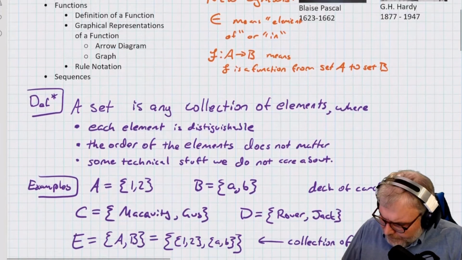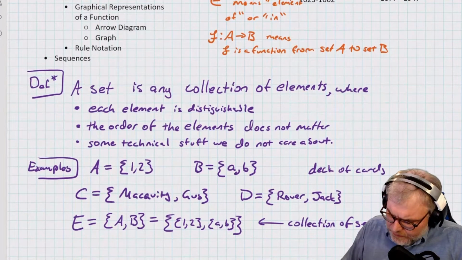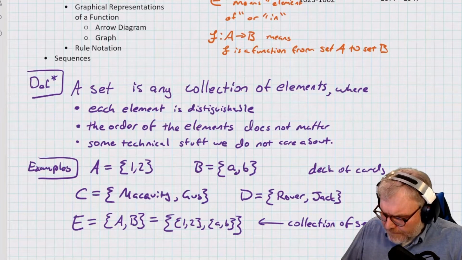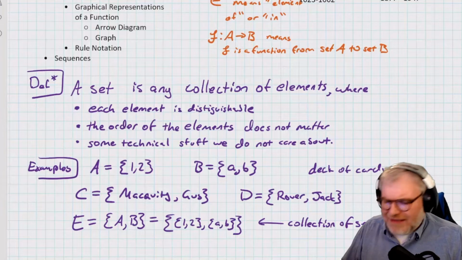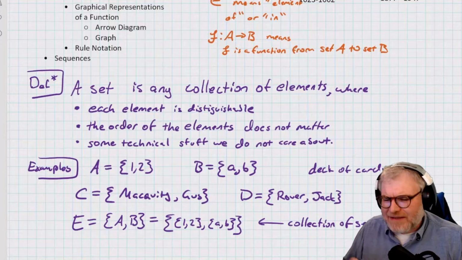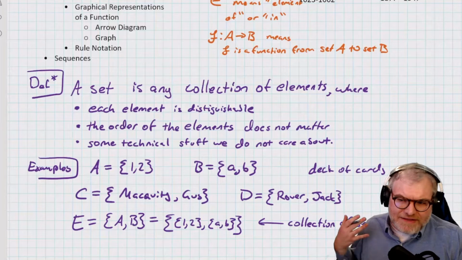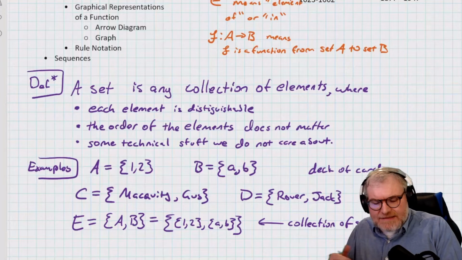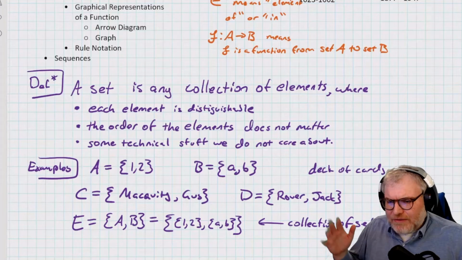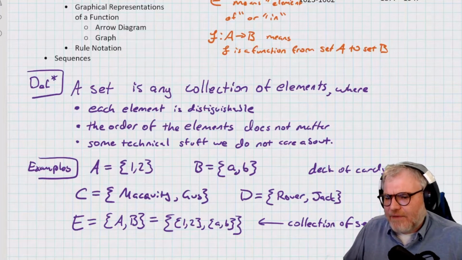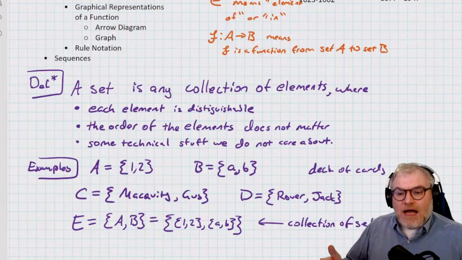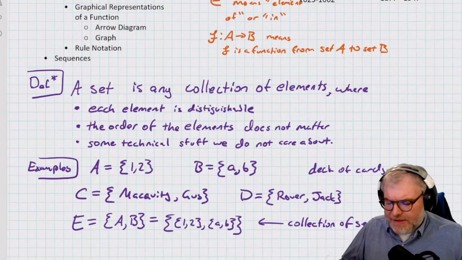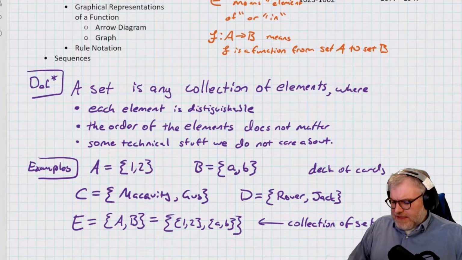So, we're going to define a set as any collection of elements where each element is distinguishable. The order of the elements does not matter. There's some technical stuff we don't need to worry about, like a set cannot be a member of itself, so I can't have a set of all sets, because then the set would be a member of the set of all sets. If you're interested in those technical things, I recommend a discrete class or a class in logic. We don't really care. For us, it's enough to know that every element is distinguishable and the order of the elements does not matter.